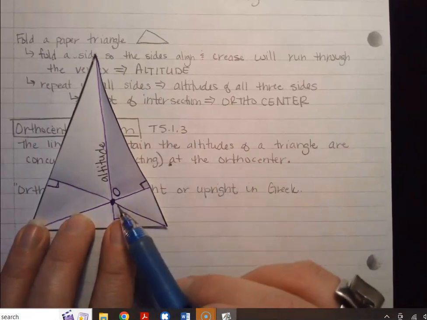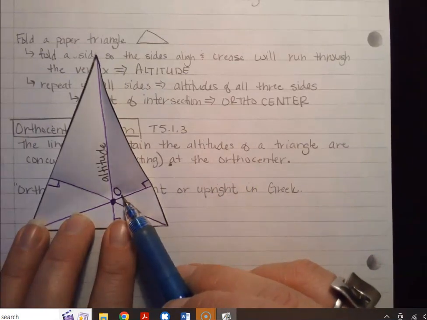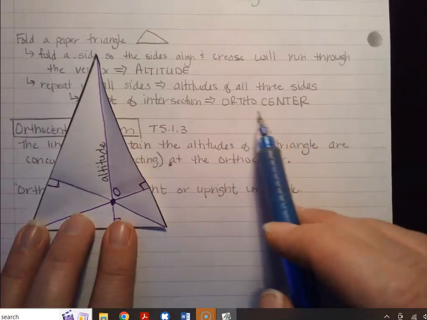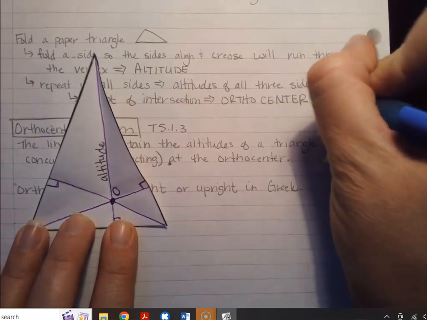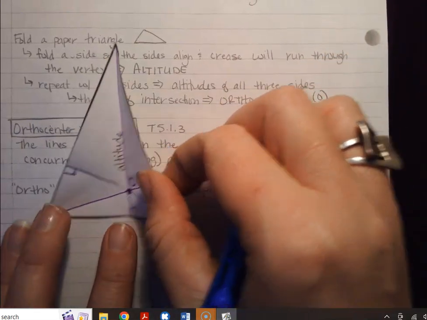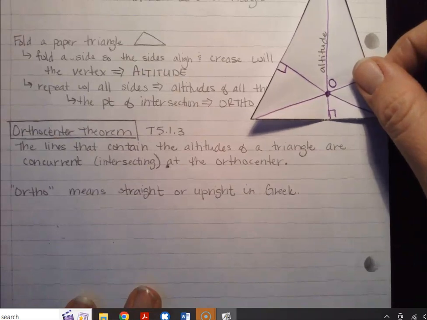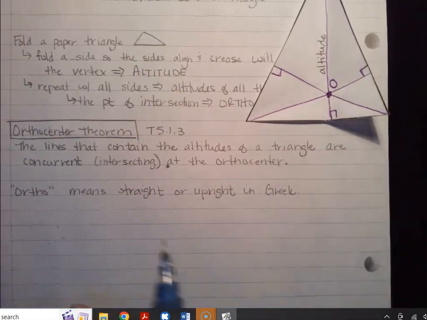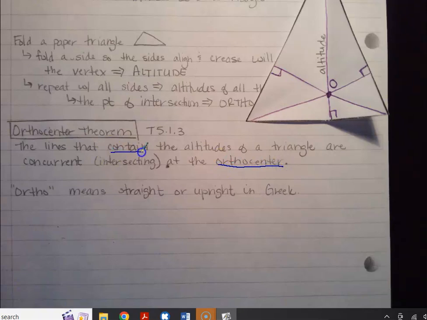Okay, but when we have this point of intersection from our altitudes, it is called the orthocenter, which is why we name this point O. Okay, or it's called the orthocenter. And so you might say O. So the theorem for that is the lines that contain the altitudes of a triangle are concurrent, or intersecting, at the orthocenter.